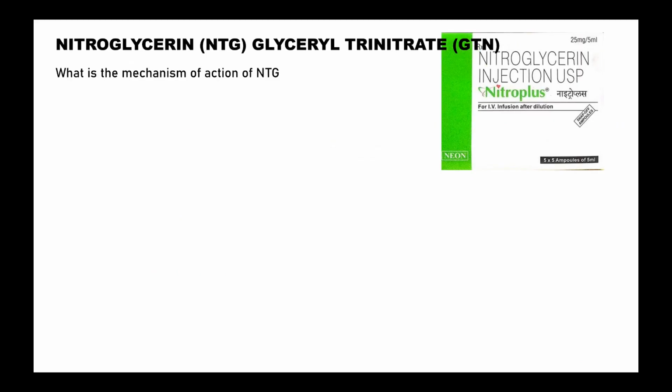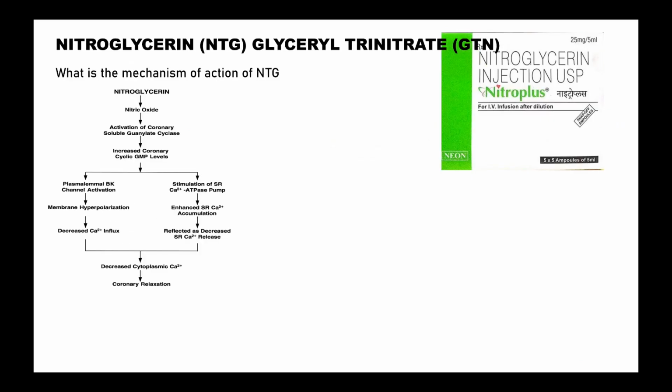What is the mechanism of action of nitroglycerin? Vasodilators, sir. Cyclic GMP. So it gets converted to nitric oxide. Nitric oxide activates soluble guanylyl cyclase, increases cyclic GMP level, which acts on the BK channel. Also goes through so many calcium, potassium, ATPase channels. It's extensive. What are the effects on CVS?